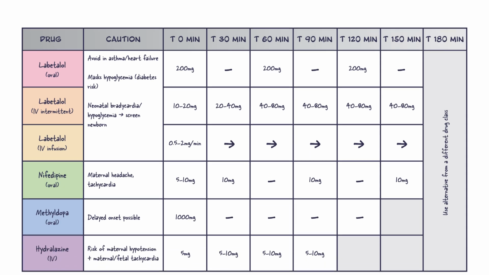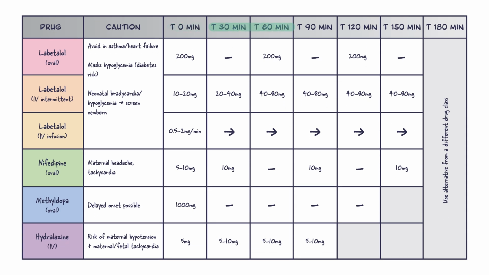This table indicates the initial dose and the recommended time for the next dosing if the blood pressure lowering effect is not achieved with the previous dosage. For example, when IV labetalol is used, if the blood pressure is not lowered to target at 30 minutes, then doubling the dose is recommended every 30 minutes until the desired blood pressure is achieved.